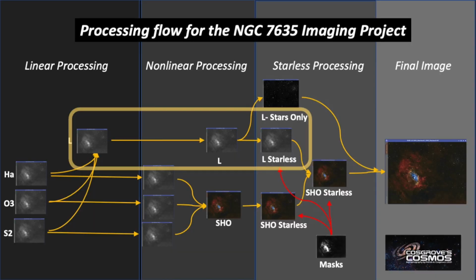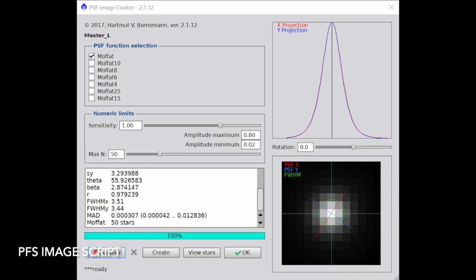Now that we have our luminance image, let's continue on and process it further through the nonlinear domain until we get to its starless form. The first step is to do deconvolution on the luminance image while it's still in the linear domain. To do that, we have to do some preparation.